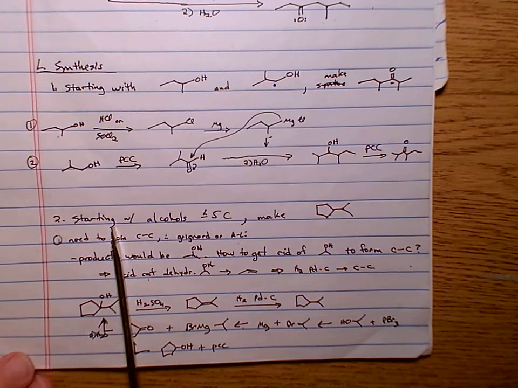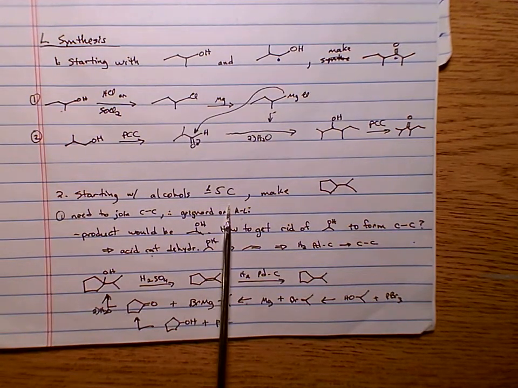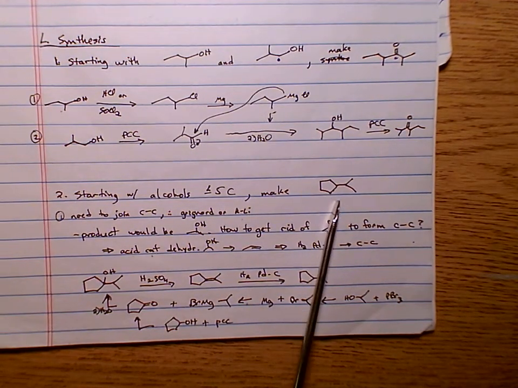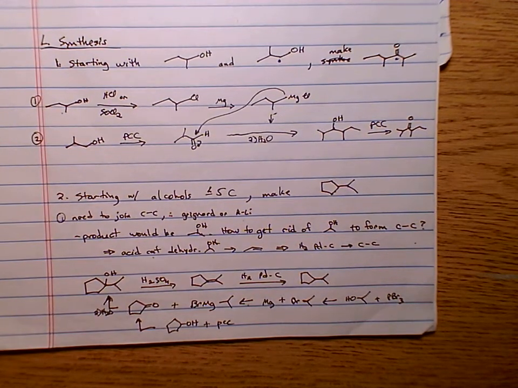Here's another synthetic problem. Starting with alcohols of 5 carbons or less, make this molecule right here. Note we often start with alcohols because alcohols are inexpensive. They're cheap to buy. They transport really well. There's no special handling of them, and they're relatively non-toxic. So they're stable, they transport well, they're cheap. Nice. So we usually start with alcohols, 5 carbons or less, because those are the cheaper ones. How do you make this molecule?